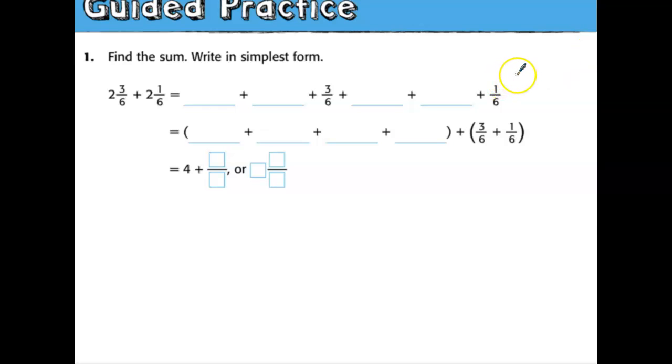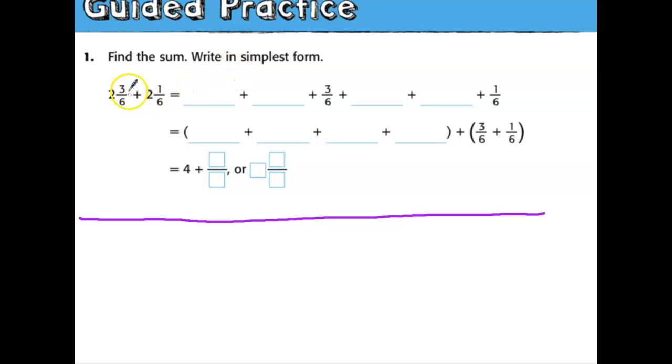All right, guided practice. So guided practice, we're going to do this and we're going to do it two ways. The first way is we're going to decompose this, okay? So 2 and 3/6 becomes 1 plus 1 plus 3/6. 2 and 1/6 becomes 1 plus 1 plus 1/6. You add up all your wholes first. So that's 1 there, 1 there, 1 there, 1 there. And then you add up your fractions, which is 3/6 plus 1/6, and they have it right there.